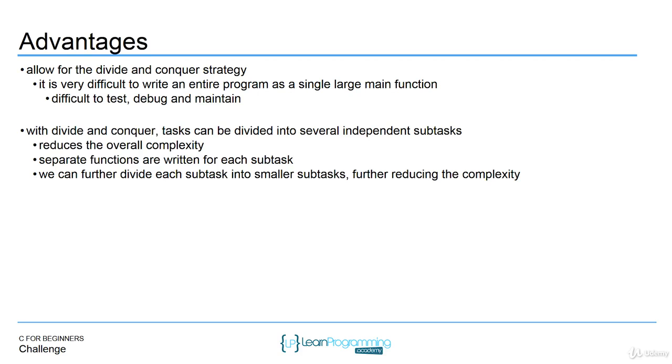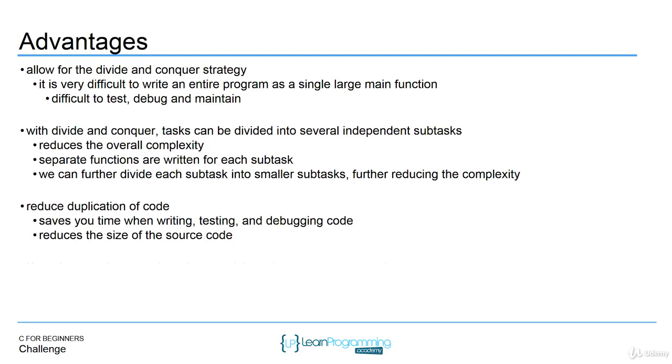The divide and conquer strategy is really nice because it reduces that complexity. Instead of having a main function with 5,000 lines of code, you can have many, many functions that are doing specific tasks and you can identify them very quickly.